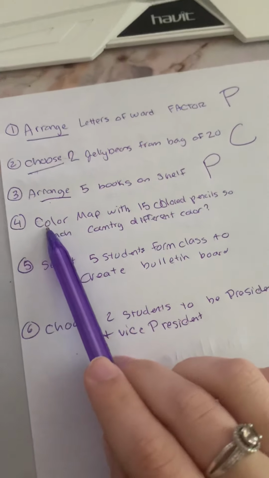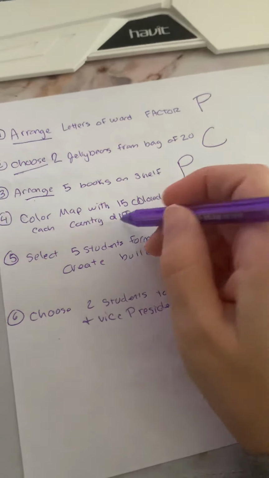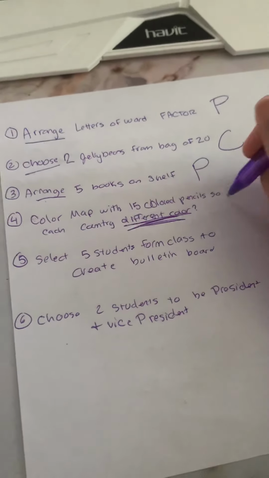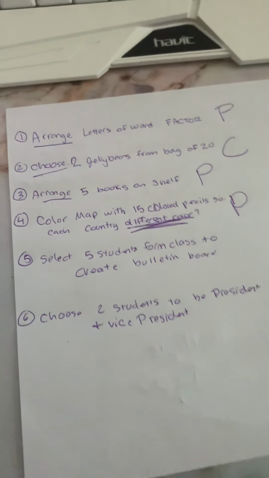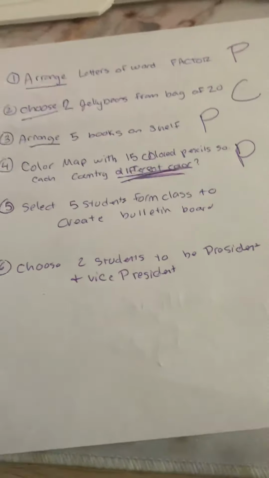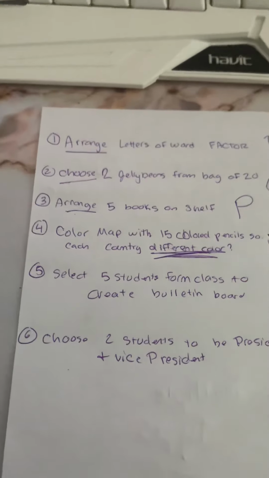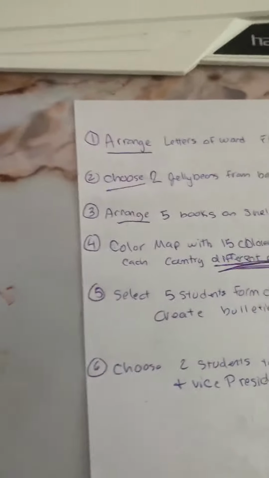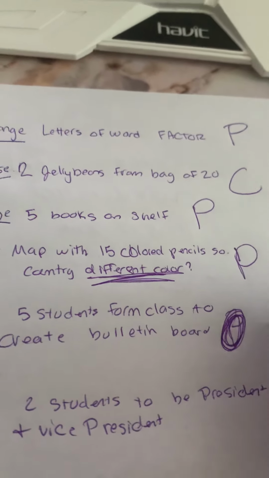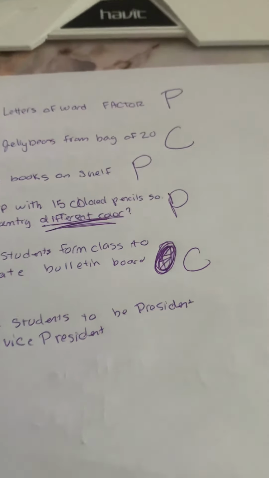Right? Color a map with 15 color pencils, so each country is a different color. So anytime different colors, that means it's specific, right? That means it's a permutation because there's specific colors involved here. Select 5 students to create a bulletin board. So we're just picking 5 kids to go make a bulletin board. They don't have different jobs or anything, so this is a permutation. Sorry, a combination. Combination, order doesn't matter. They're just going to go make something.